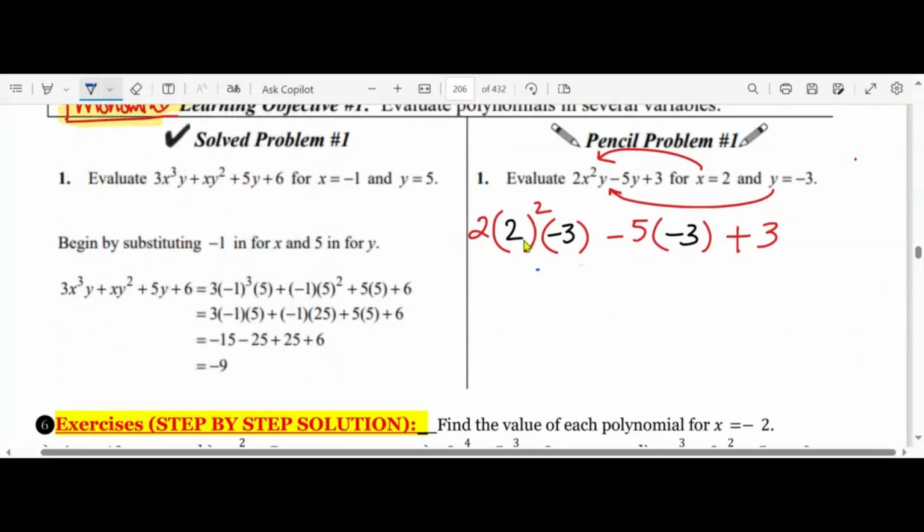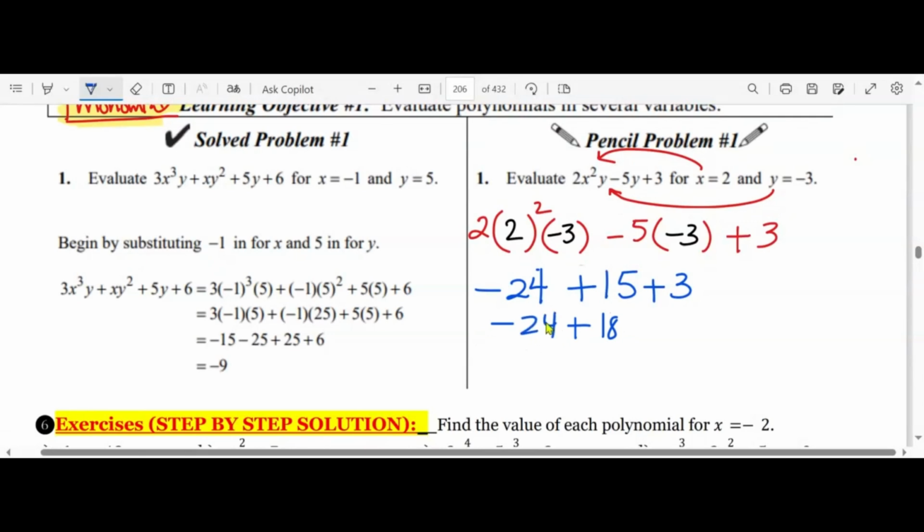So 2 times 2, 4. 4 times 2, 8. 8 times 3, 24. Negative times negative, plus 15. Plus 3. 3 plus 15, 18.